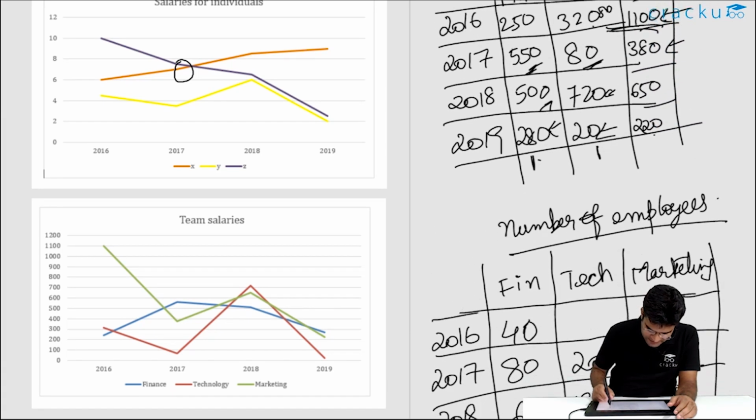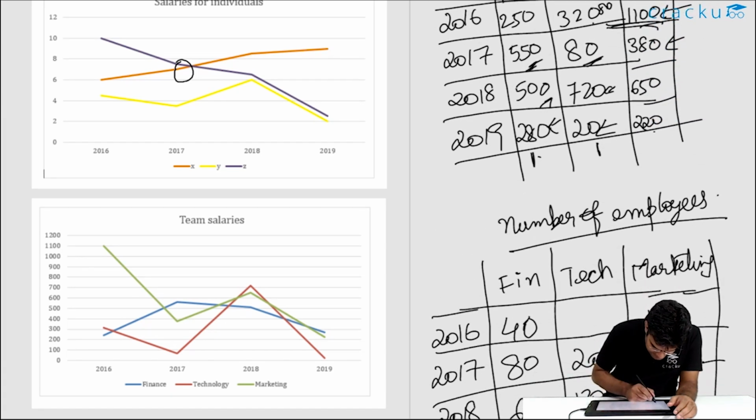Tech in 2016 is just above 300, so it will be possibly around say 310. This is the number just above 300.